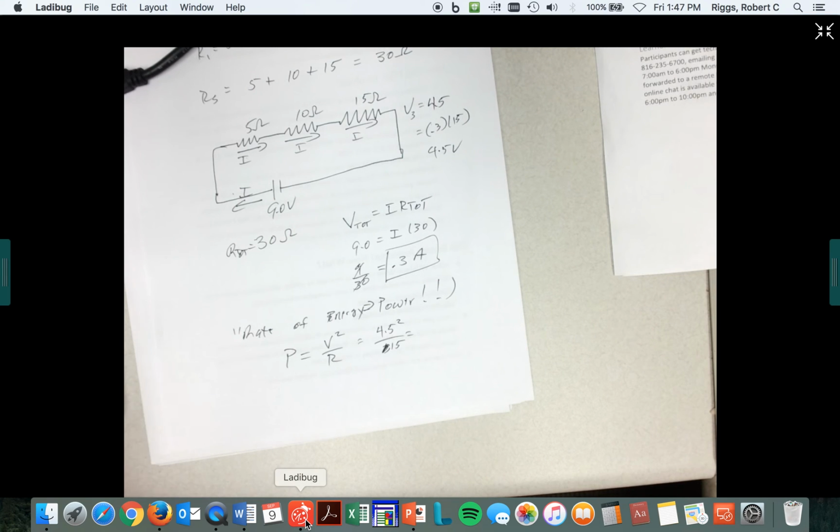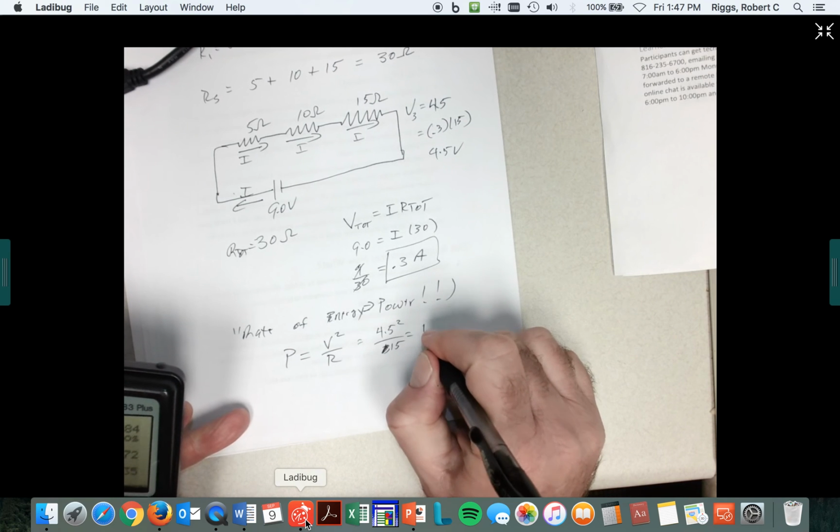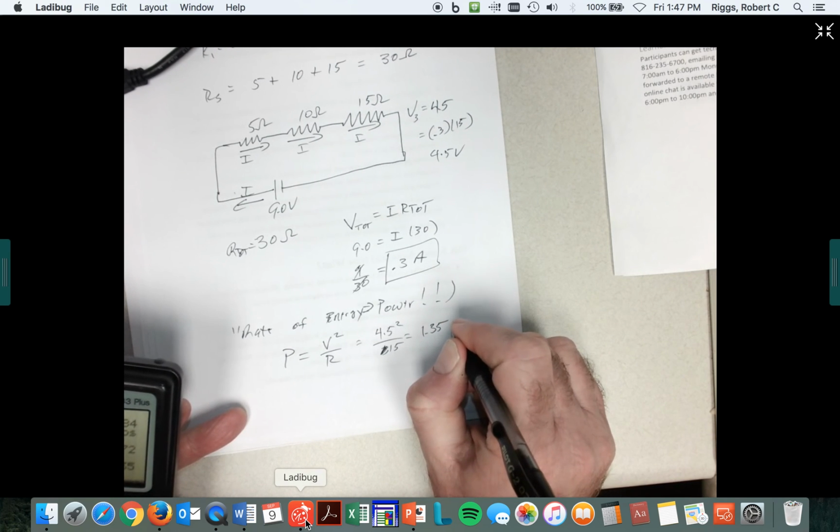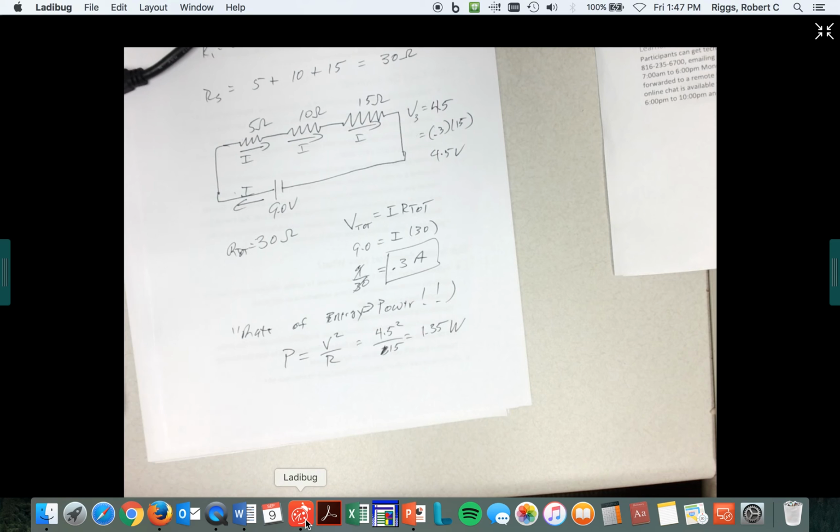So I can go 4.5 squared over 15. I'll also do it the other way, just to drive home the point, and then we'll finish this one. Then we'll be done with this slide. So I've got 4.5 squared divided by 15, which is 1.35 watts. That's how much power is delivered to that one.